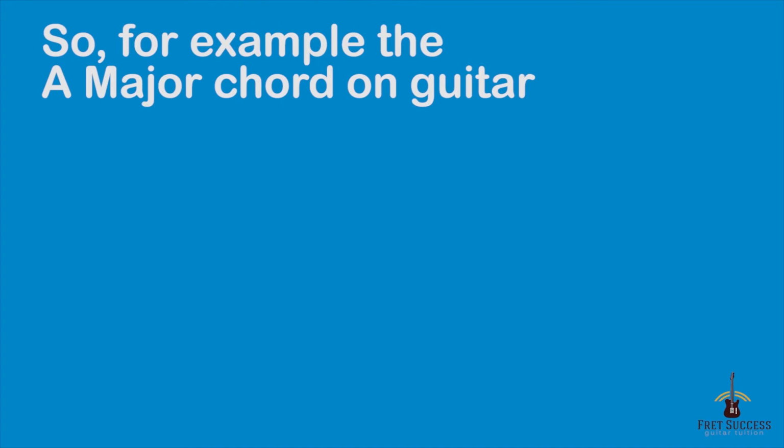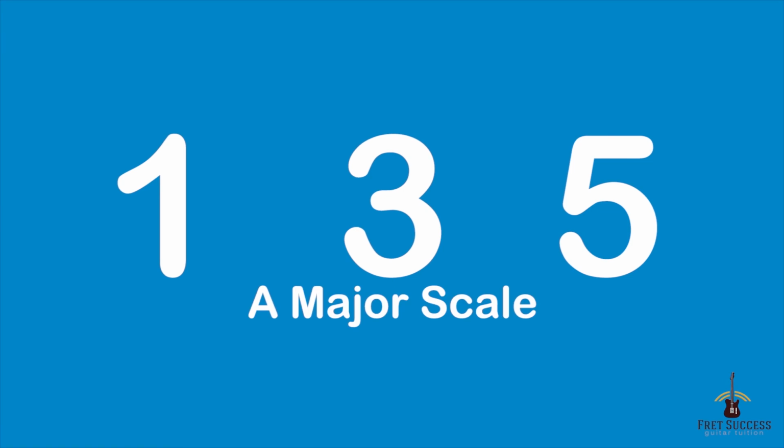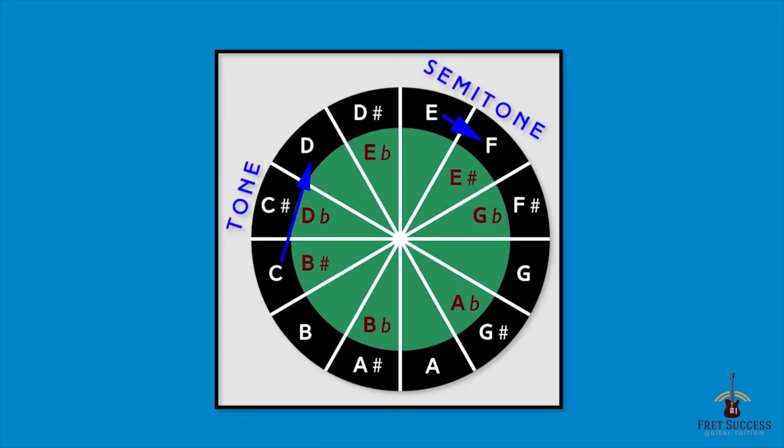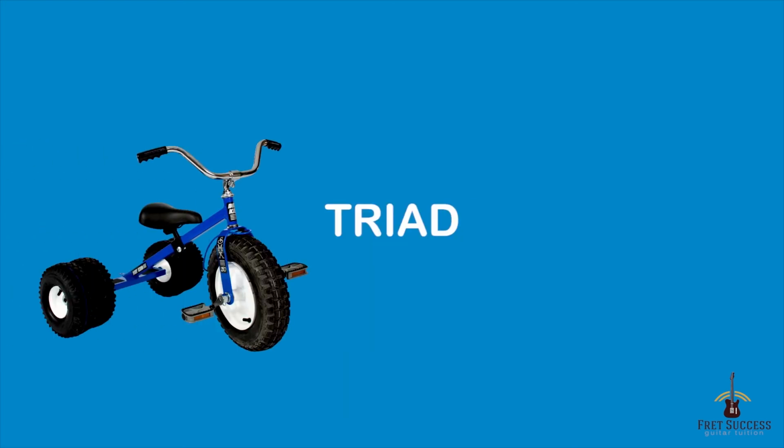So for example, the A major chord on guitar, the notes used are the 1st, the 3rd, the 5th. So using the diagram above, these are obviously A, then we move around to C sharp, and then E. If we just play these 3 notes together, this is called a triad. Tri as in tricycle, so it's 3 notes.